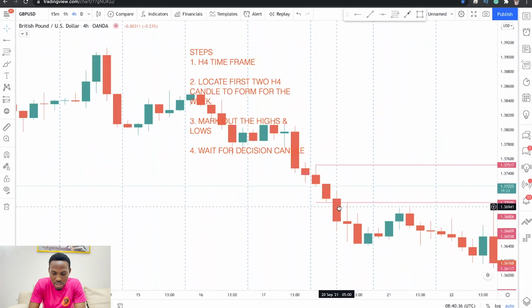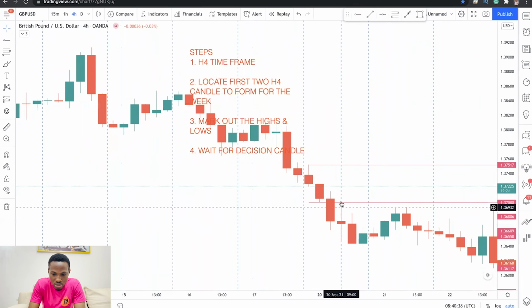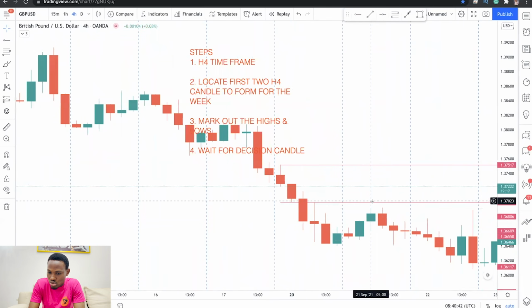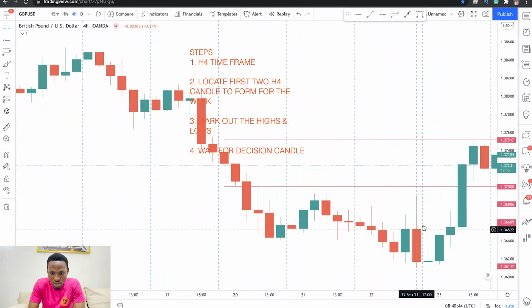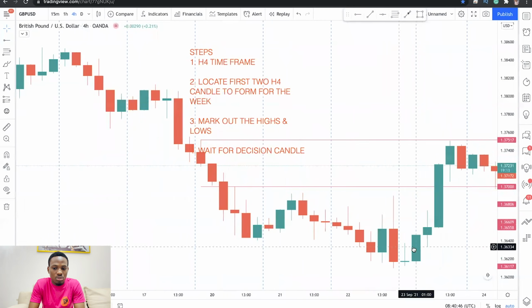So this happens to be the decision candle. Upon the decision candle, there was a retest on this one. So from there, bang, it started dropping. Anytime you come to retest this zone again, it drops. So we're having more sales. So you can just do more back testing.